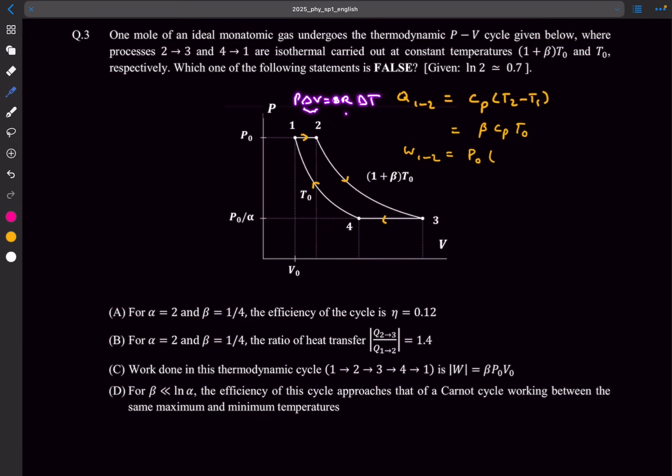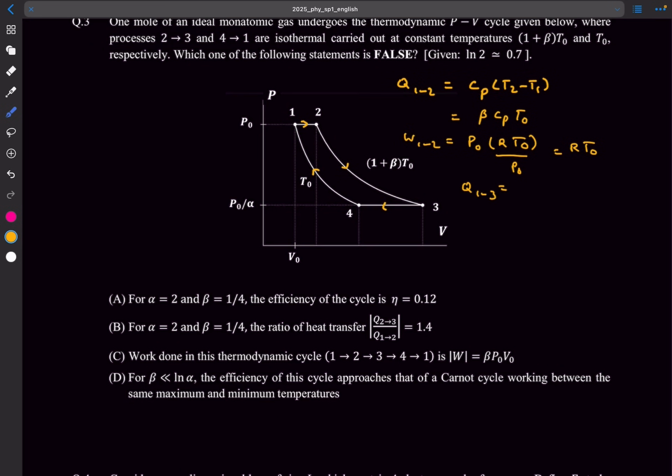So delta V, we can just write it as R delta T over P. So this would be R times delta T, which is T0, divided by P0. So this is just going to be R T0. Okay. Now the heat transfer in the process 1 to 3 is just going to be equal to the work done in step 1 to 3. And they are both equal to R times the temperature, which is 1 plus beta T0 times ln of V3 by V2.